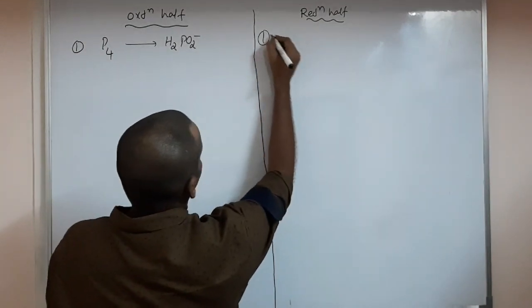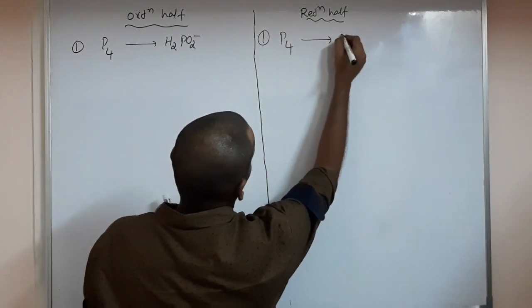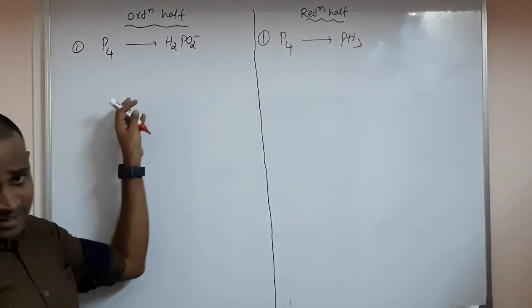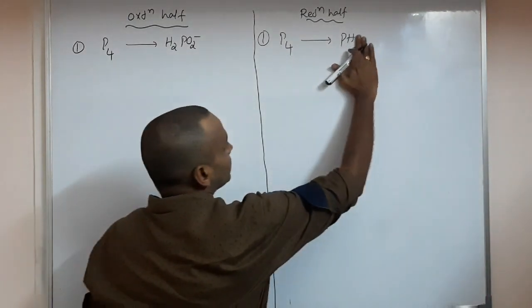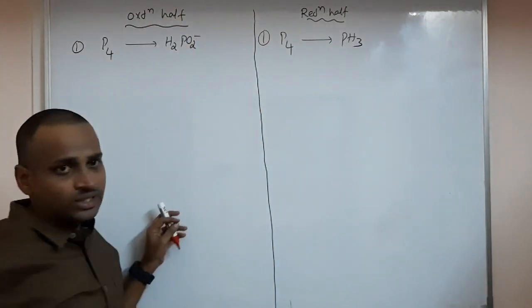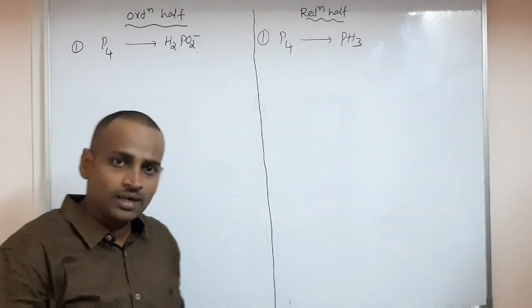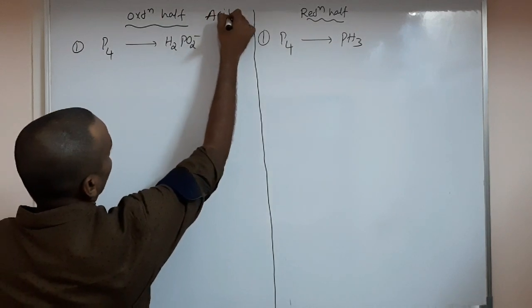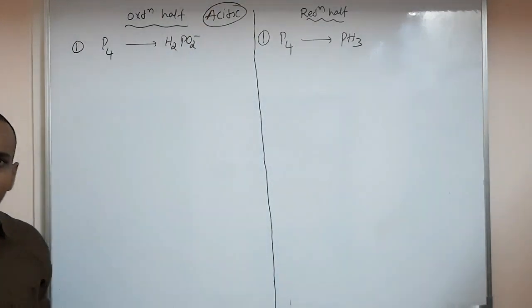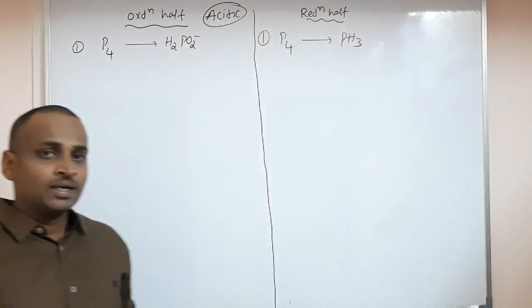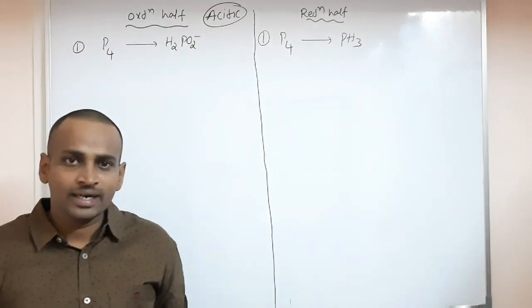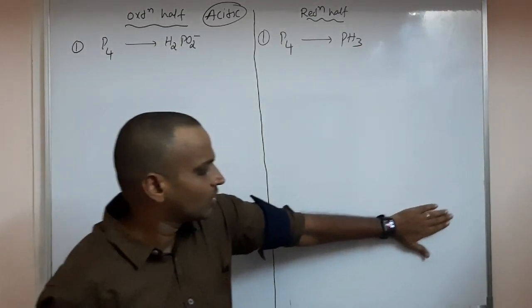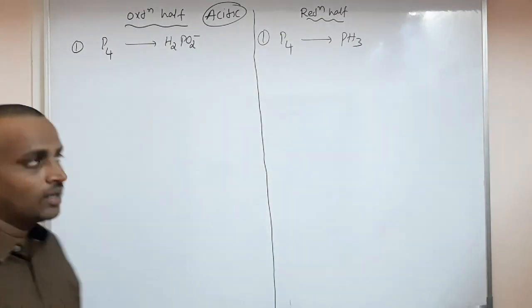So first step is P4 converted to PH3. This is reduction half. I will write this side, your choice, not a problem. Usually I write oxidation half on the left side and reduction half on the right side, but you can write anything. But I am doing this first in acidic medium. In basic medium you can try, because acidic medium you already tried one example. So if you practice basic medium, no problem. If you cannot, I'll help you there.